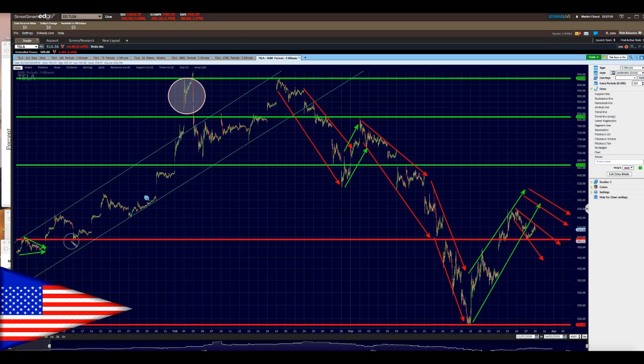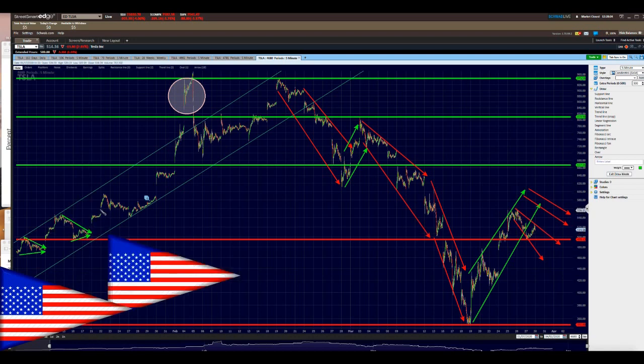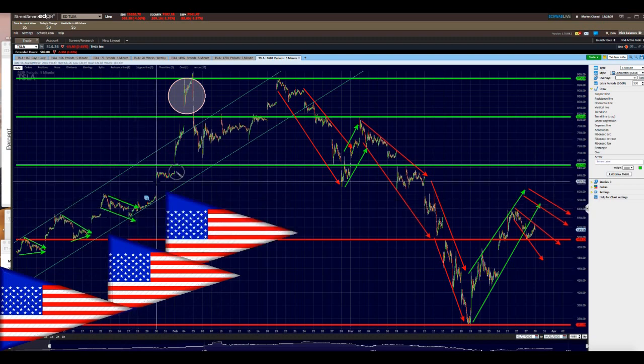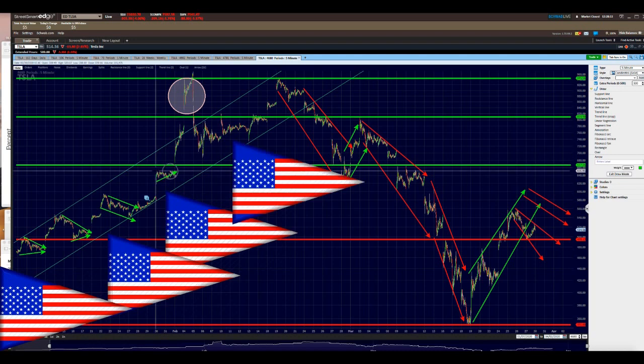1. These are bull flags. 2. This one, I can't remember exactly where this one was at. I think it was kind of like this. That's 3. And then we have this one, which is 4. So we have 4 flags.